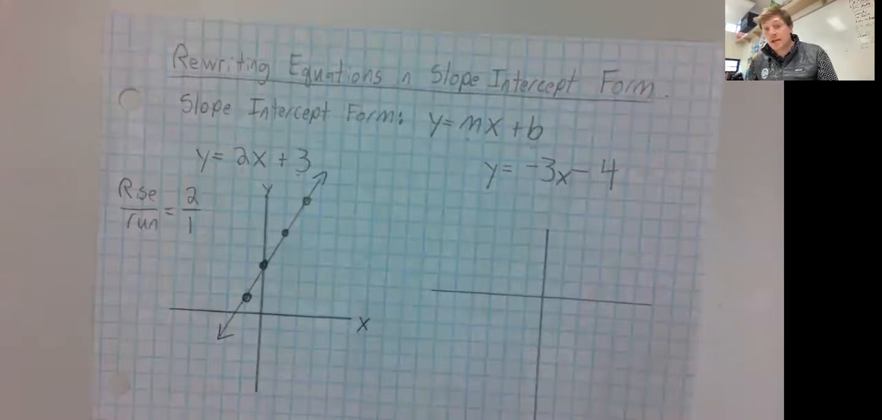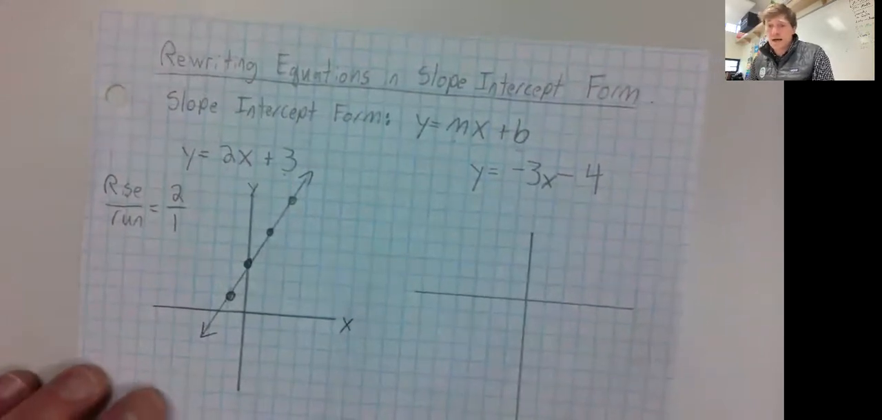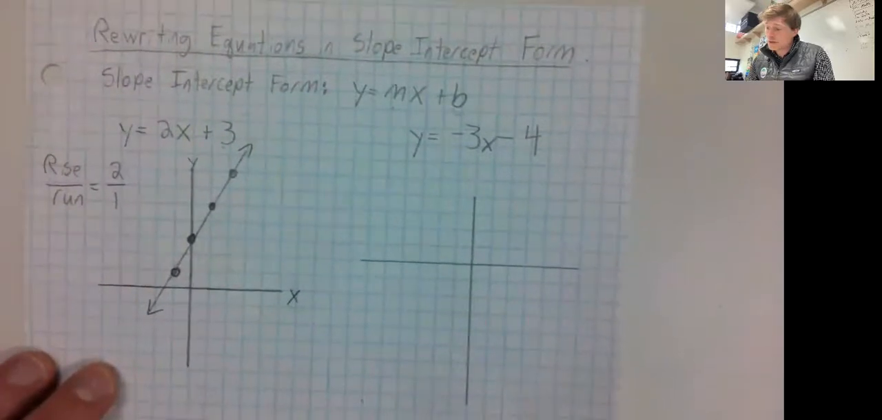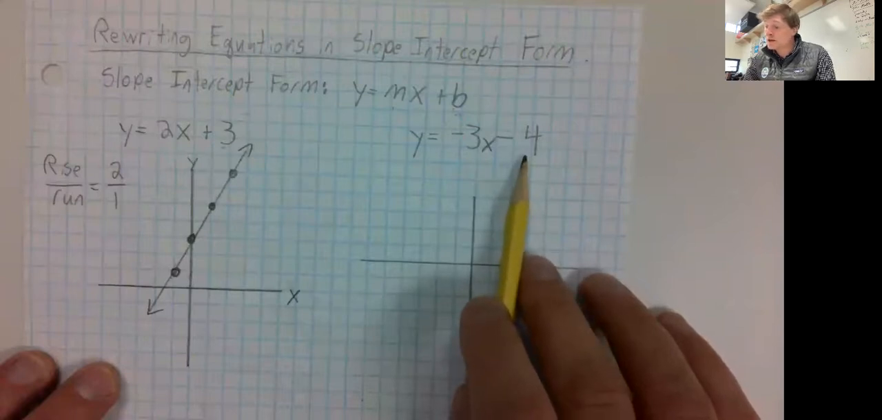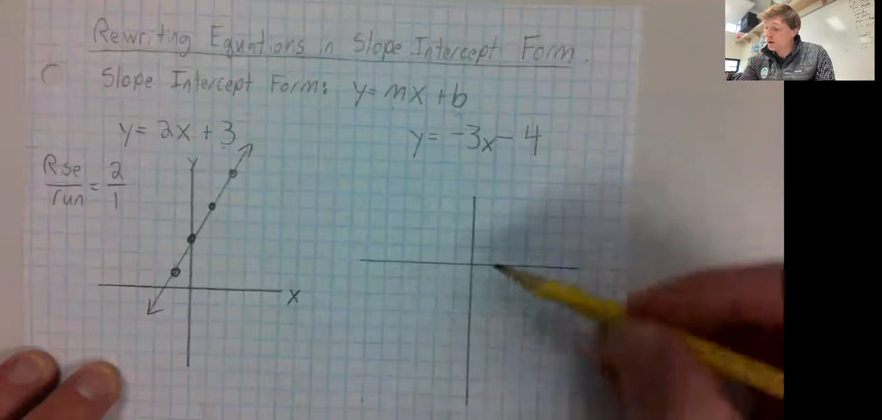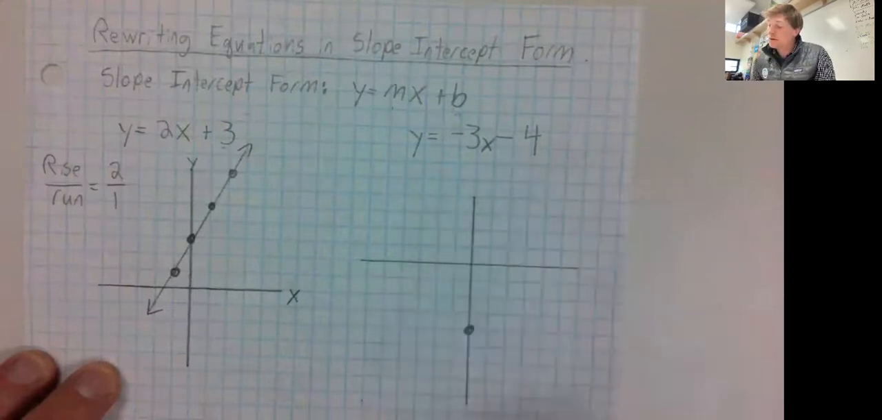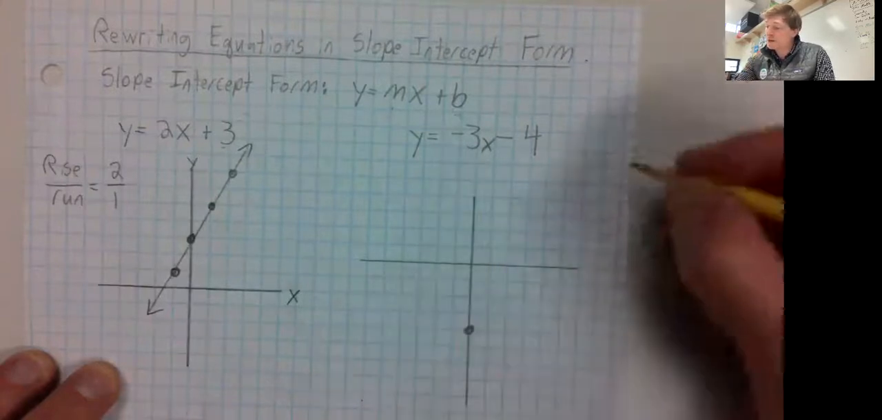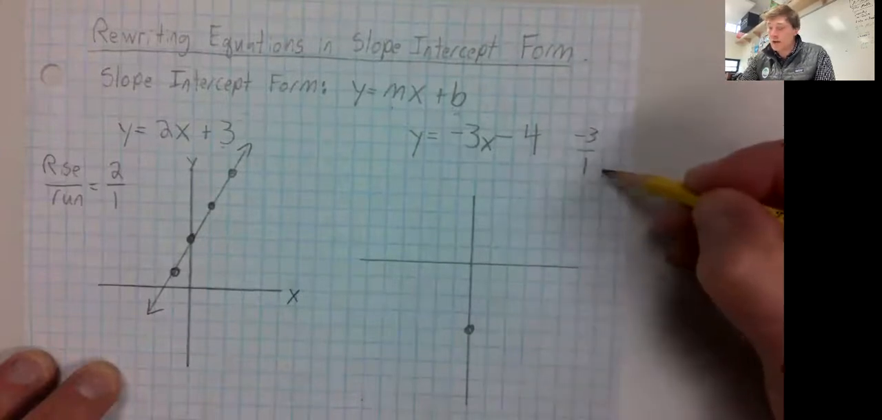If you want, you can give the second one a shot, maybe pause the video and work it on your own. I'm going to do it as another refresher. So in this case, my b is negative. So the line's going to cross the y-axis at -4. So that's where I'm going to start. 1, 2, 3, 4. And then my slope is -3. So it can be written as -3 over 1. Remember, that's rise over run.